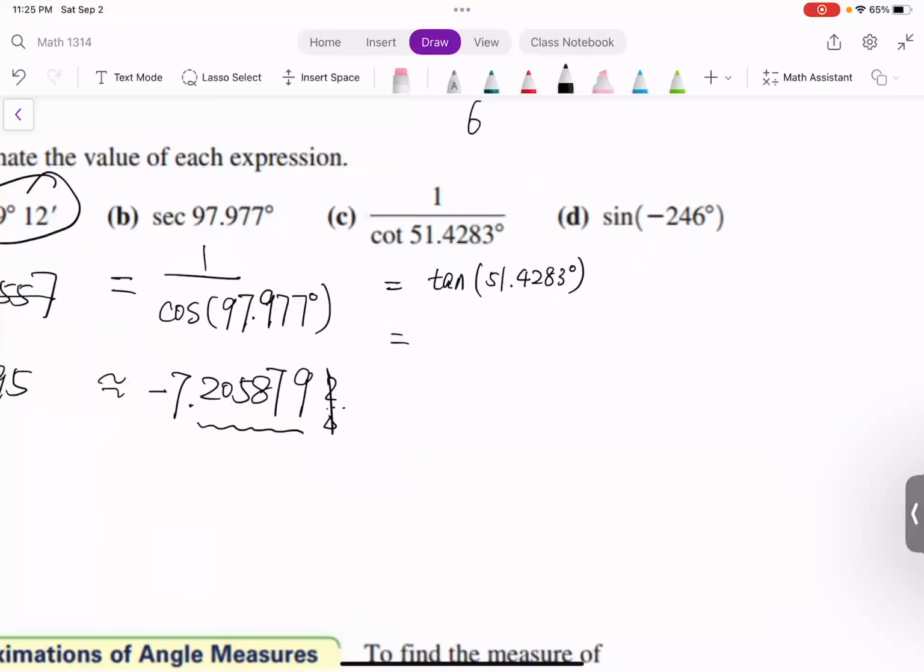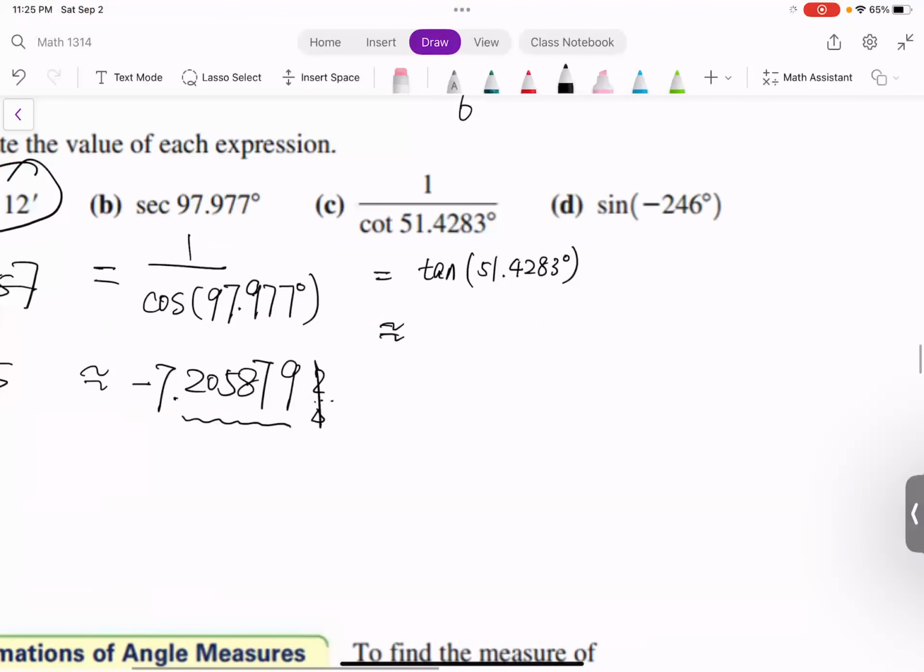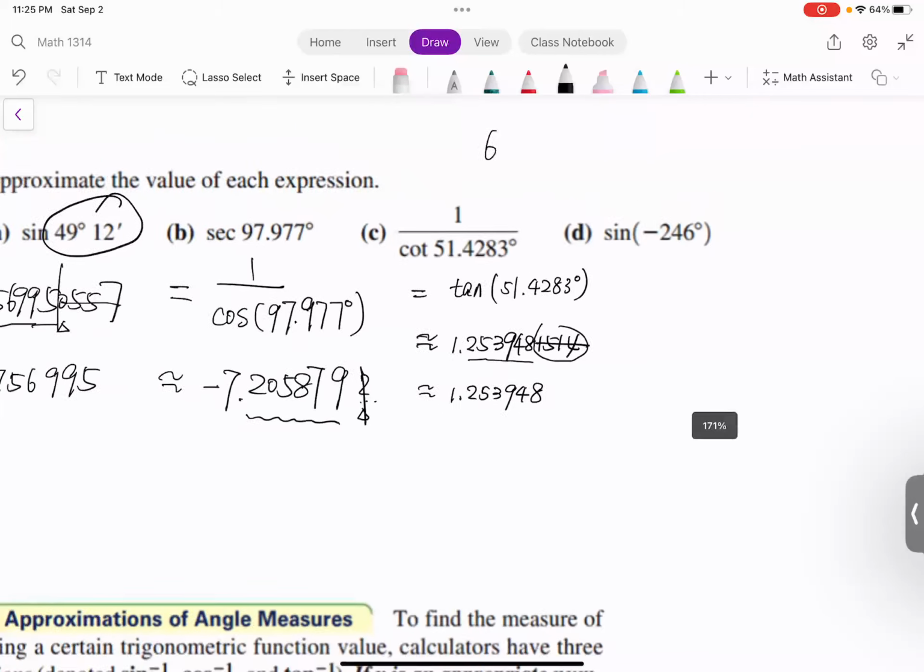Let's bring the value here. It's about 1.2539481514. Then I keep 6 decimal places. Let's do that: 1, 2, 3, 4, 5, 6. The rest is too small, so I ignore them. I'm having 1.253948.